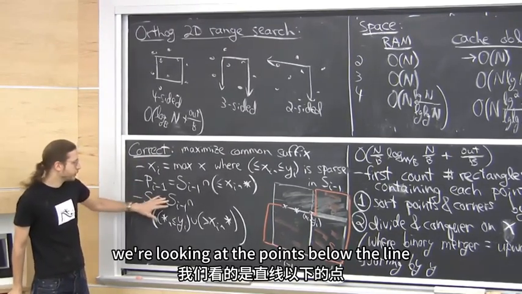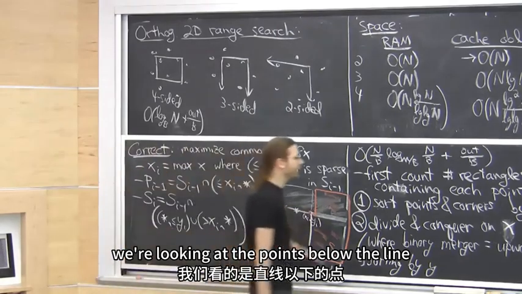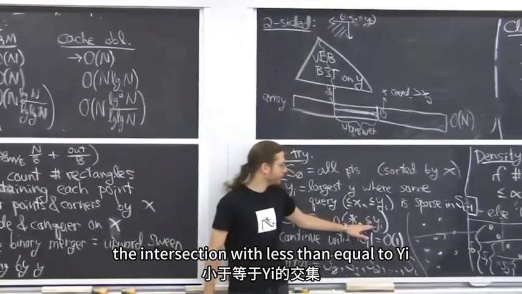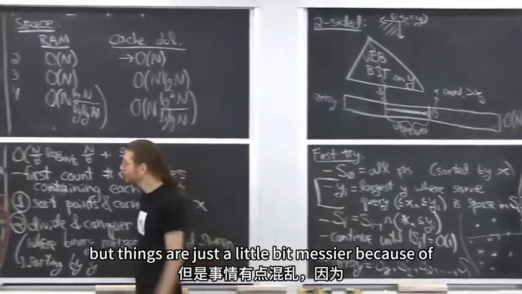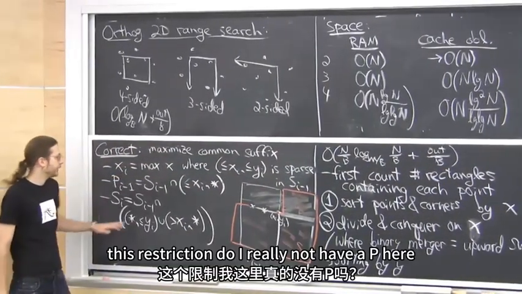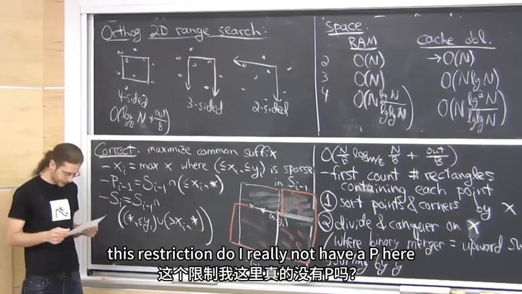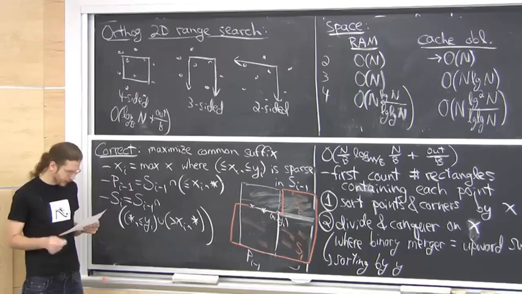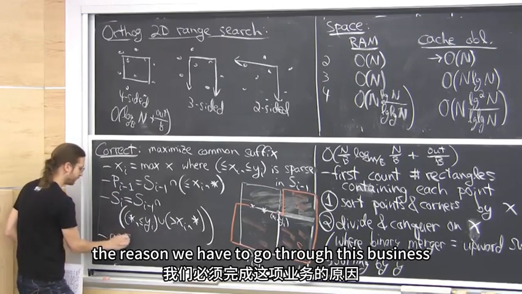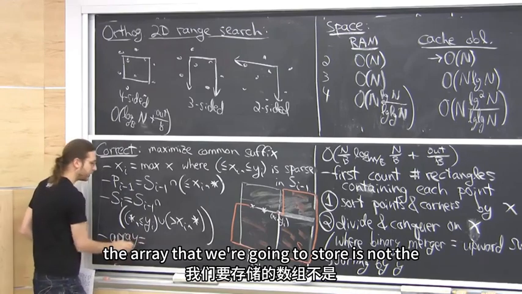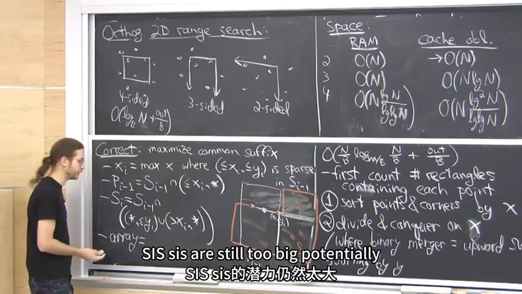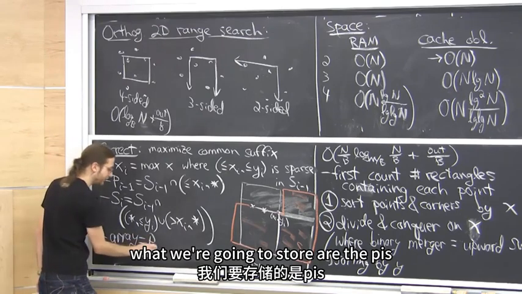So we're looking at the points below the line. That's what we did before. We used to say SI is just the intersection with less than or equal to YI. But things are just a little bit messier because of this restriction. Do I really not have a P here? Okay. Here's the difference. The reason we have to go through this business. The array that we're going to store is not the SIs. The SIs are still too big, potentially. What we're going to store are the PIs.